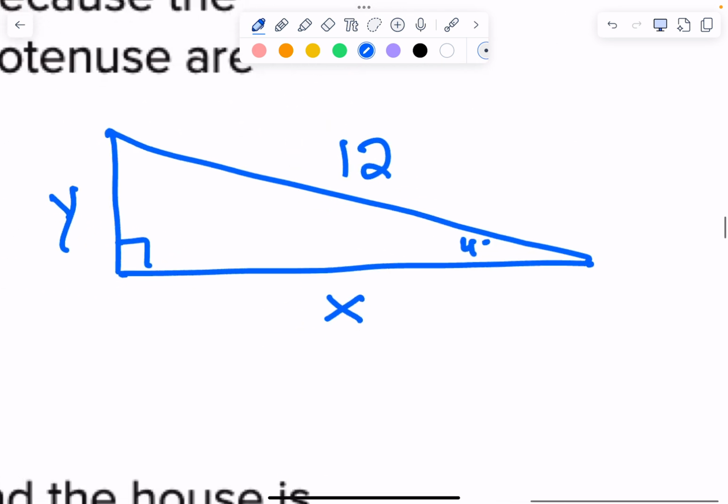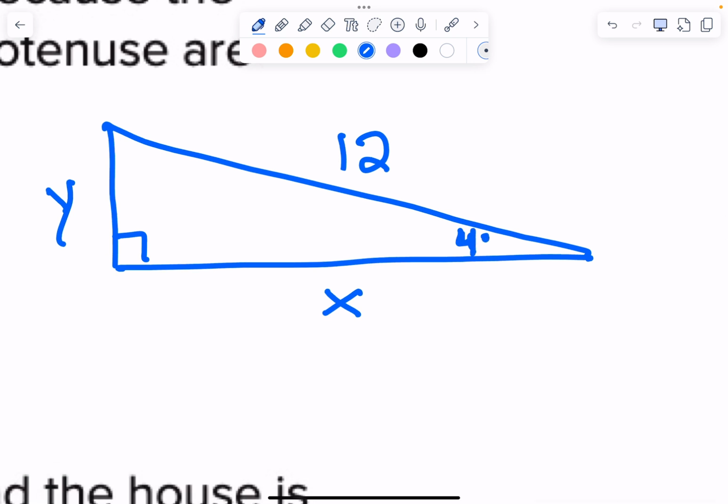That's a really small degree measure, okay? All right, so we're going to actually use sine, cosine, and tangent to solve something.